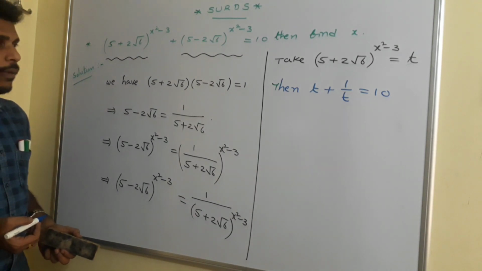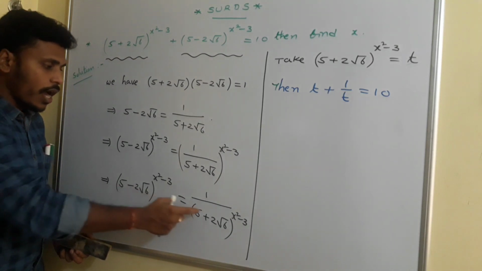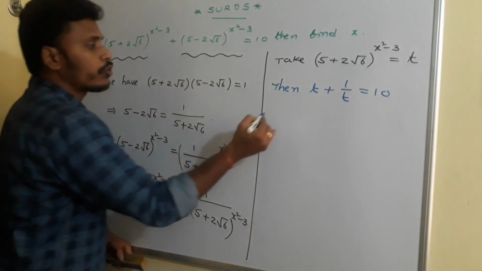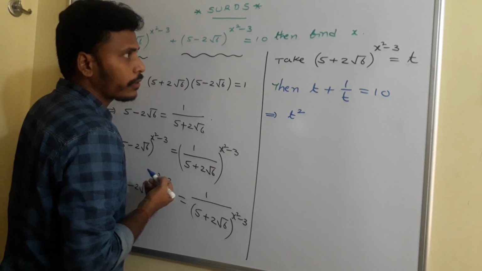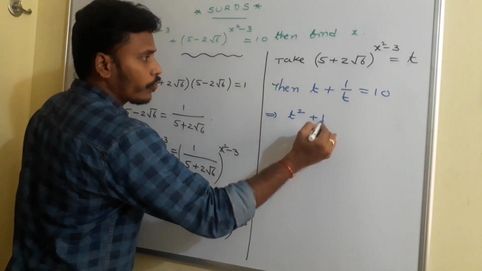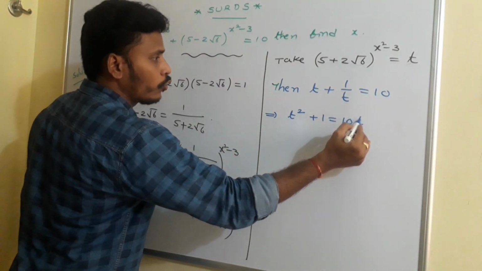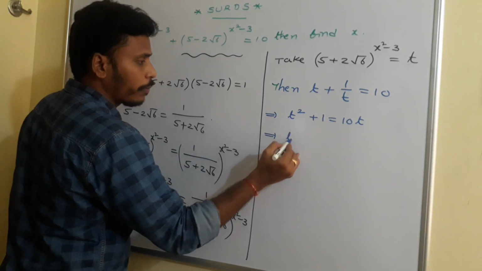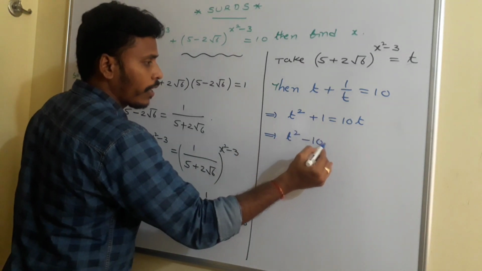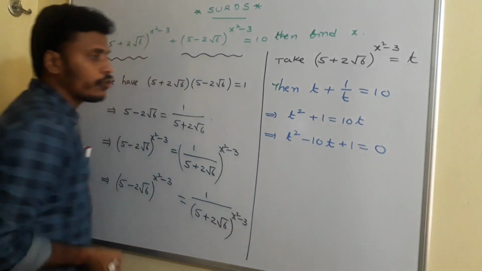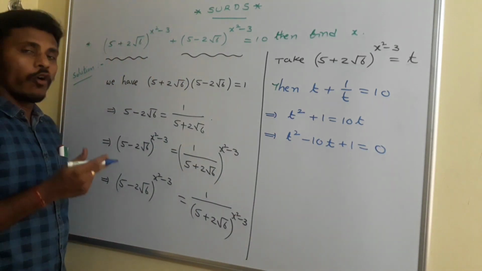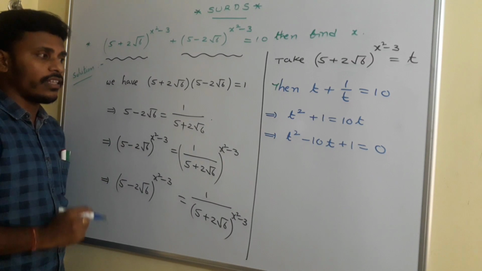See, t plus 1 by t is equal to 10. This is t and this is 1 by t. Now you need to simplify it. If you multiply everything with t square, plus 1 is equal to 10t. Do cross multiplication: t square minus 10t plus 1 is equal to 0. I need to get the value of t and then I need to find the value of x.